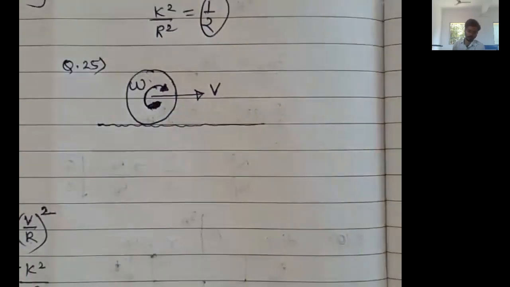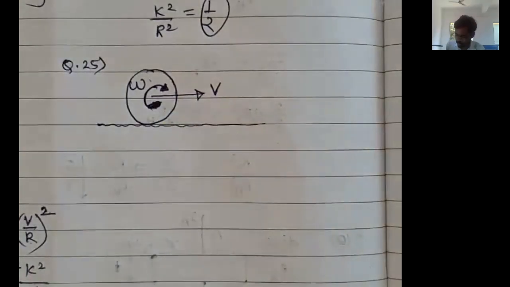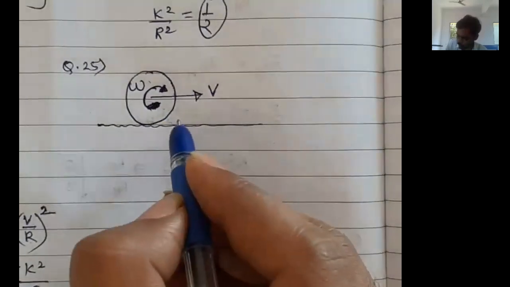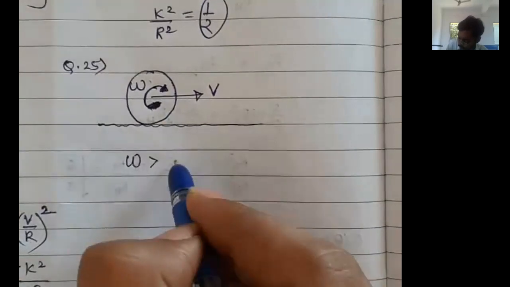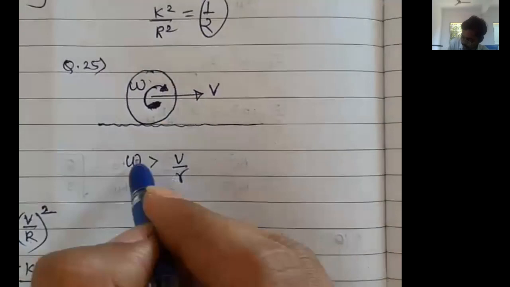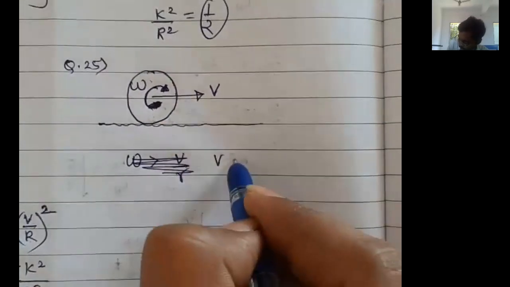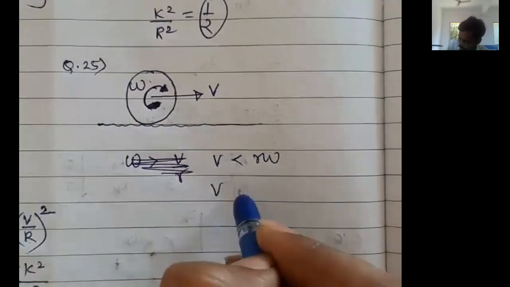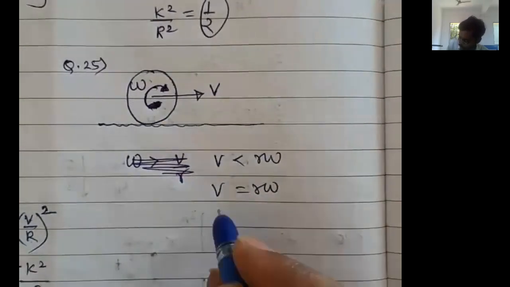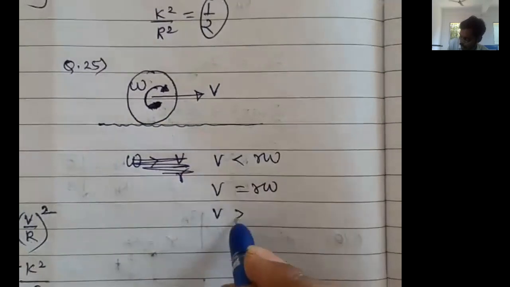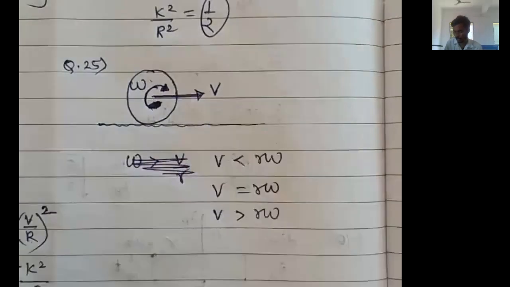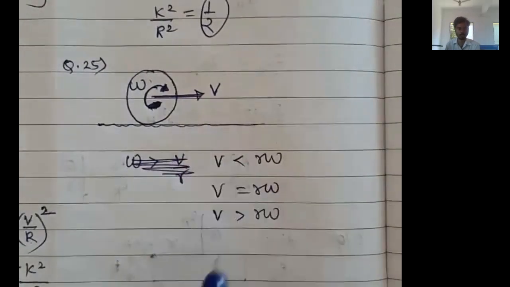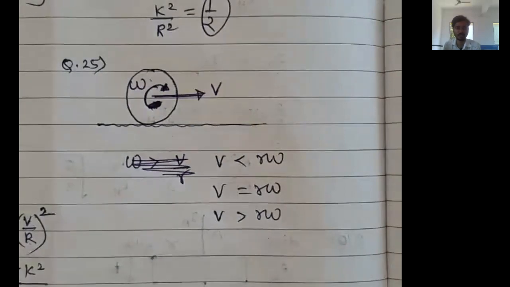Now what we can observe is this, what we can say is this. If omega is more than v/r, or let us write it like this: if v is less than r omega, if v is equal to r omega, and if v is more than r omega. There are three cases: whether this v is equal to r omega, less than r omega, or more than r omega. Based on that, the answer of the friction will be given.